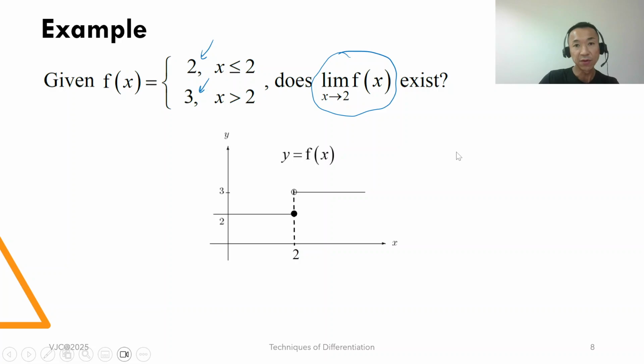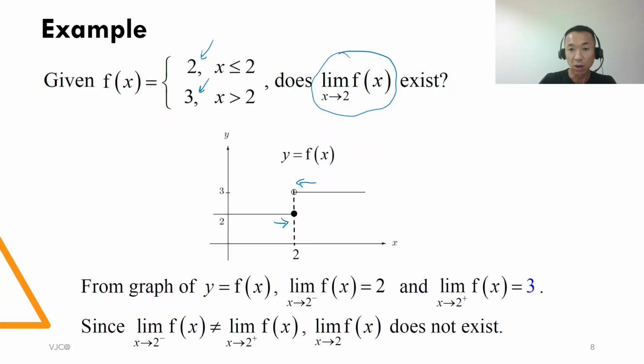Now, as you can see, it's quite obvious that as x tends closer and closer to 2 from the left, the limit is actually 2. As x tends closer and closer to 2 from the right, the limit is not 2, the limit is 3. So it is quite obvious that it is 2 for the left limit, 3 for the right limit, and since they are not equal, the limit doesn't exist.